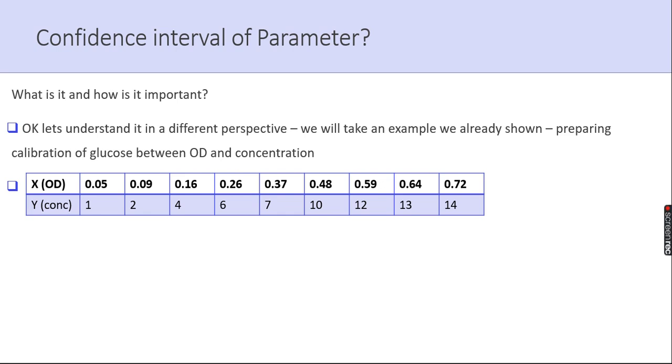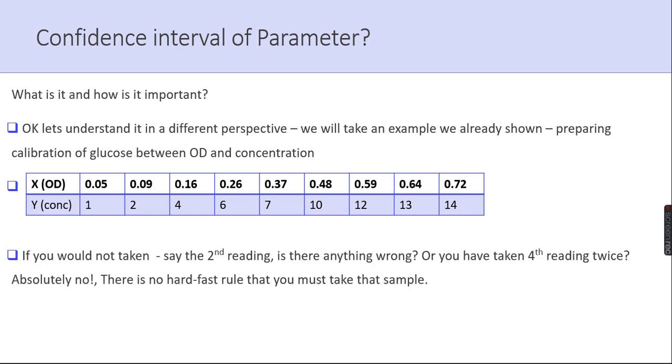We will be using this as a calibration. That means we will try to find out the slope and intercept. It is very straightforward, but we will be using it from a mathematical perspective. Let's see what happens here. It is actually easy to find the slope and intercept, but now we are taking something different. If you had not taken, for example, this second reading, what would have happened? Is there anything wrong?